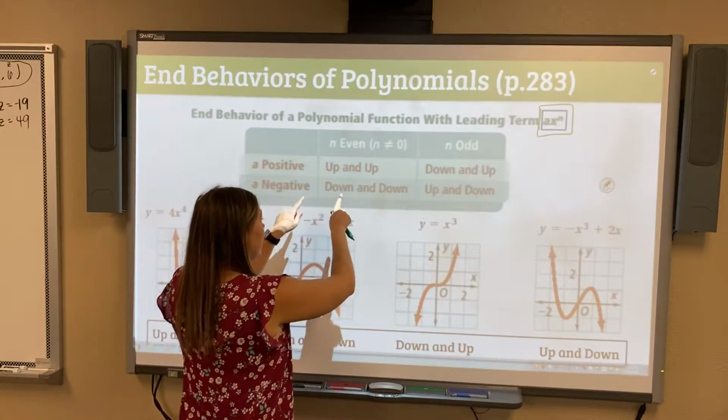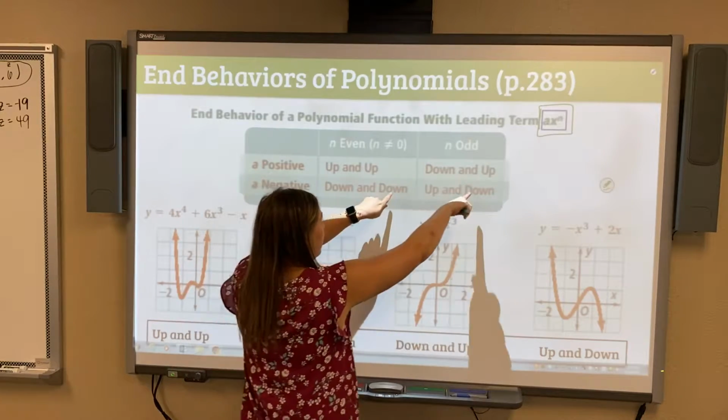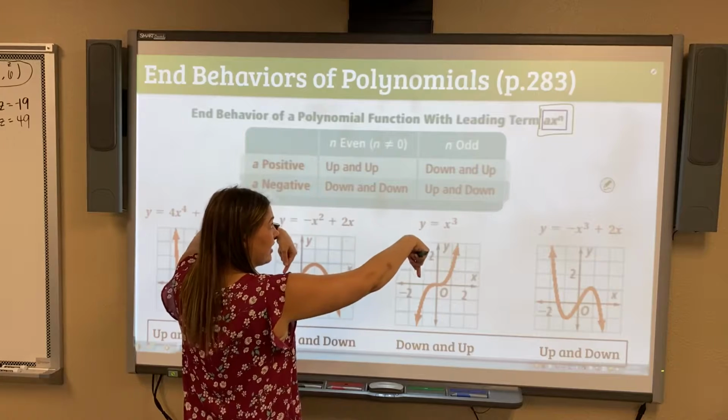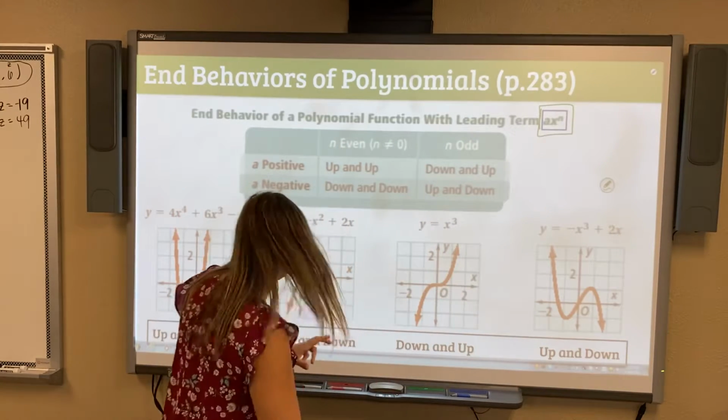Okay, if A is negative, we know, like with quadratics, it ends down on both. If the degree is even, they're both starting and ending down, and if it's odd, it's opposite, up and down. Okay, so let's kind of look at some graphs.